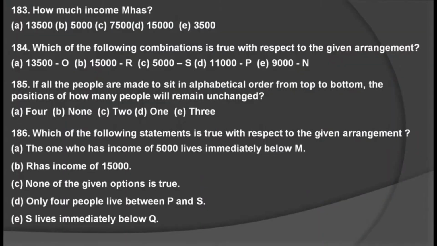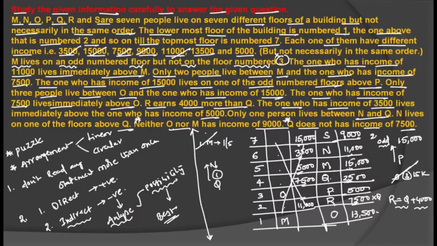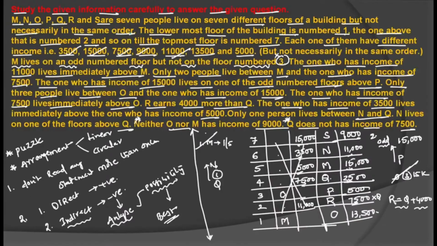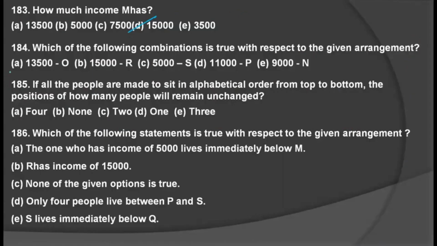Now, if you are done with the puzzles, you can get either 3 marks or 5 marks, guys. So here there are 4 questions. How much income does M have? It's 15,000 rupees. You can choose your own option. The following combination is true with respect to the given arrangement: O is 13,500 is absolutely true.